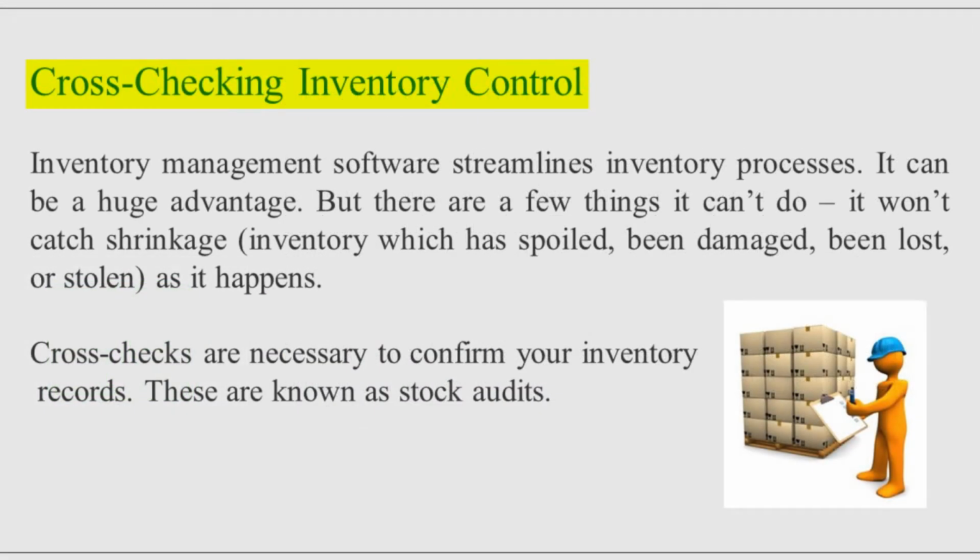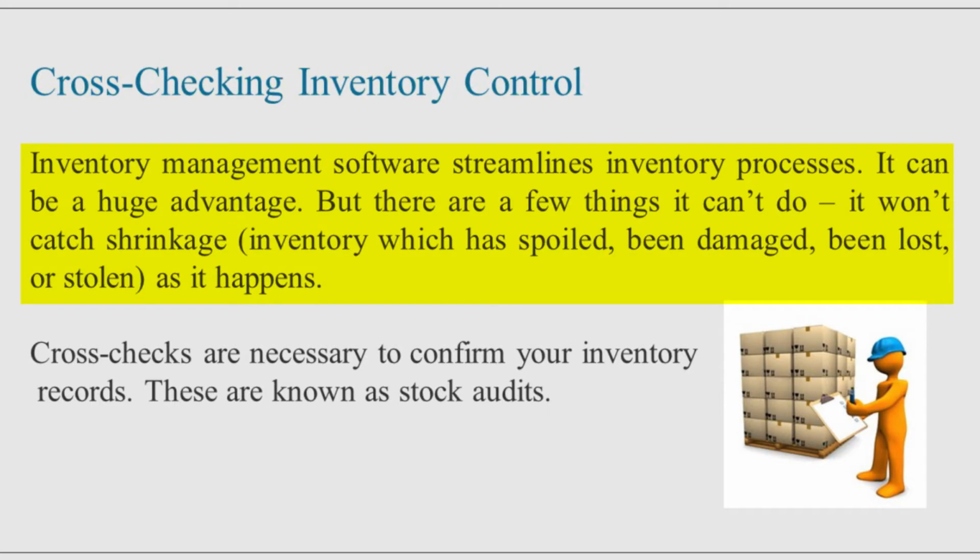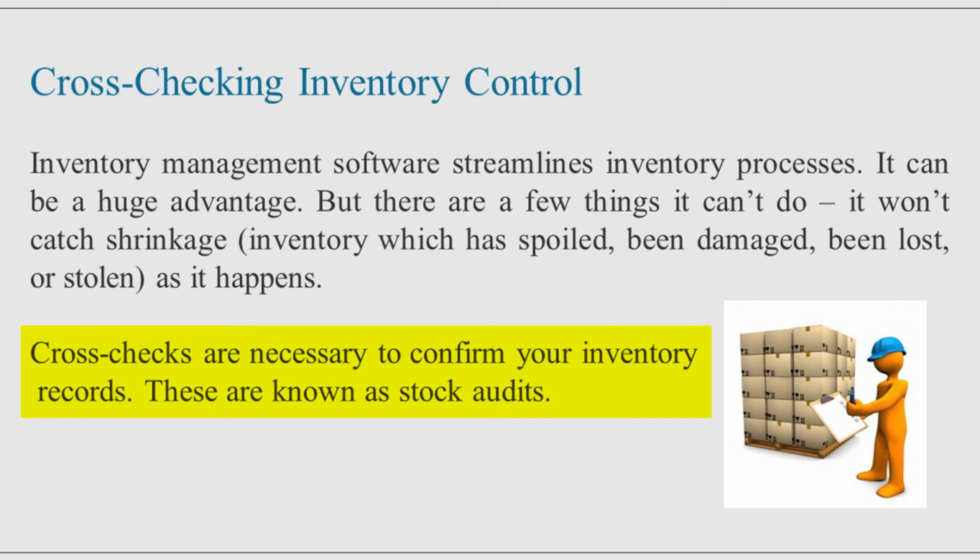Cross-checking inventory control. Inventory management software streamlines inventory processes. It can be a huge advantage, but there are a few things it can't do. It won't catch shrinkage, inventory which has spoiled, been damaged, been lost, or stolen as it happens. Cross-checks are necessary to confirm your inventory records. These are known as stock audits.